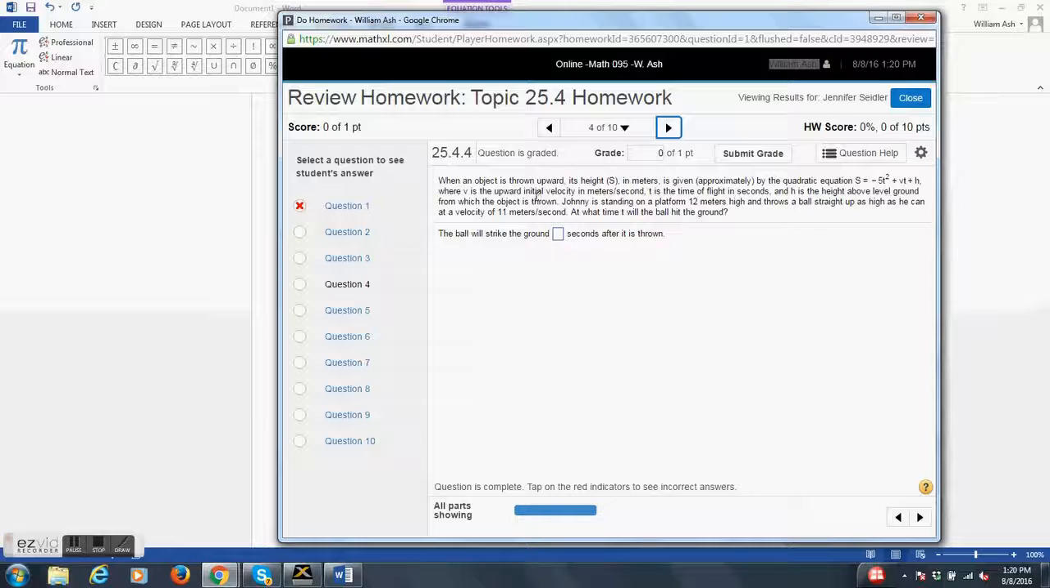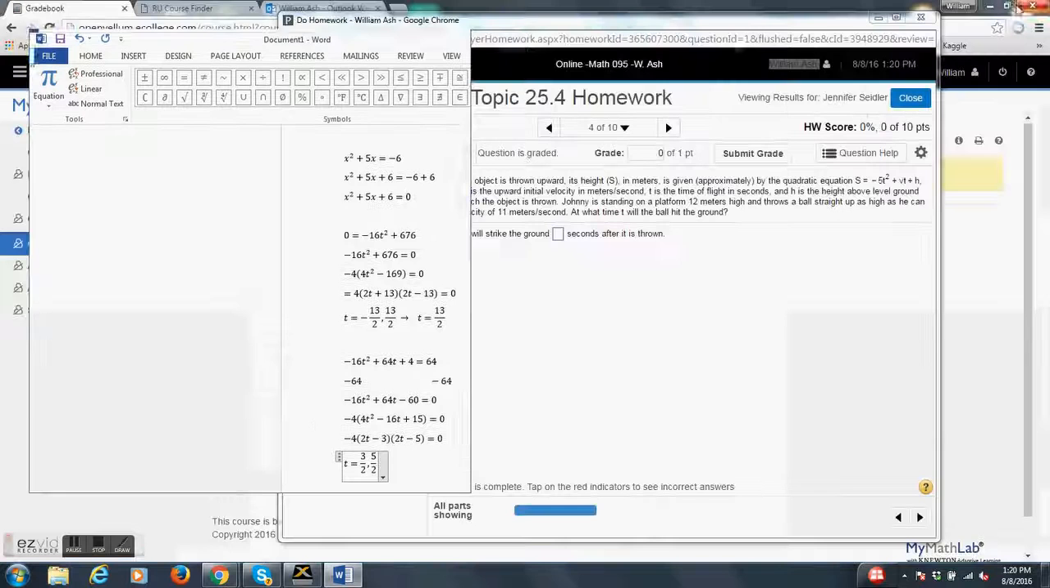Here's the main point about these word problems, especially in this section. There's no reason for you to spend a lot of time reading. There's your equation right there. I have a v, and that's going to be my velocity, that's going to be 11. I have an h, there he is at 12 meters high, and I'm setting it equal to 0. There's my equation all right there.